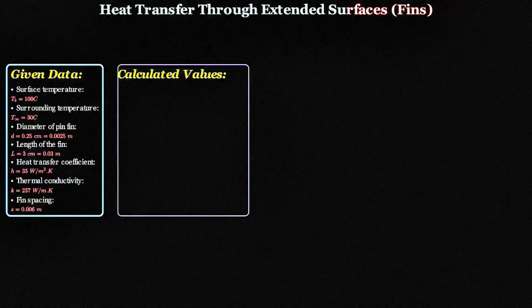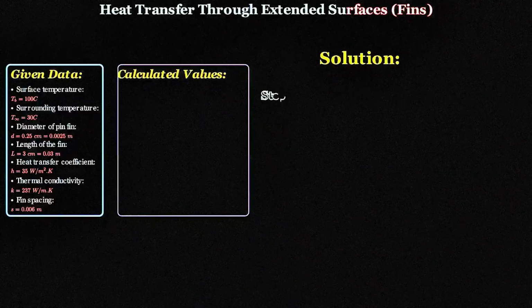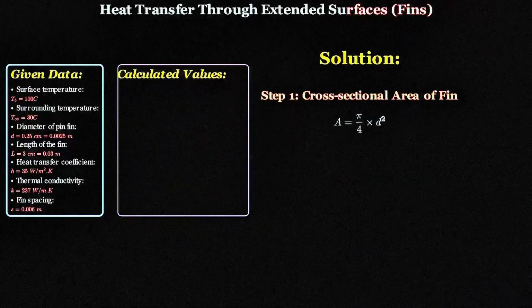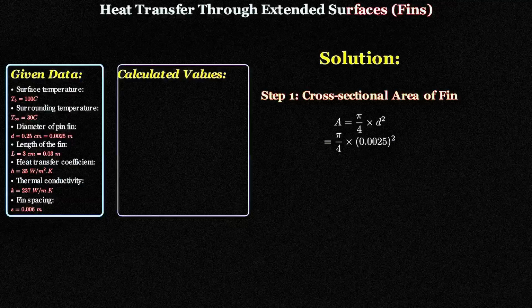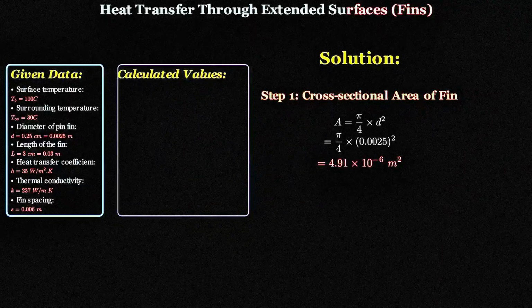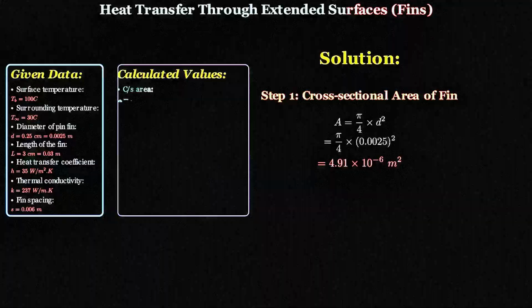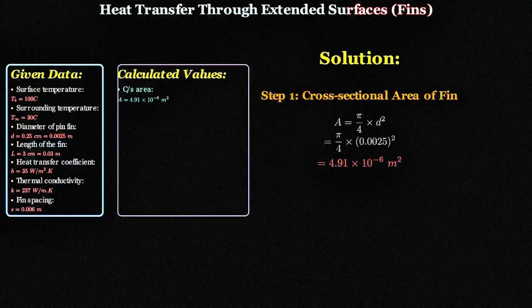Now, let's begin solving this step by step. Step 1. Calculate the cross-sectional area of the fin. For a circular pin fin, the area A equals pi over 4 times d squared. Substituting, A equals pi over 4 times 0.0025 squared. This gives us 4.91 times 10 to the power of minus 6 square meters. Let's add this to our calculated values.